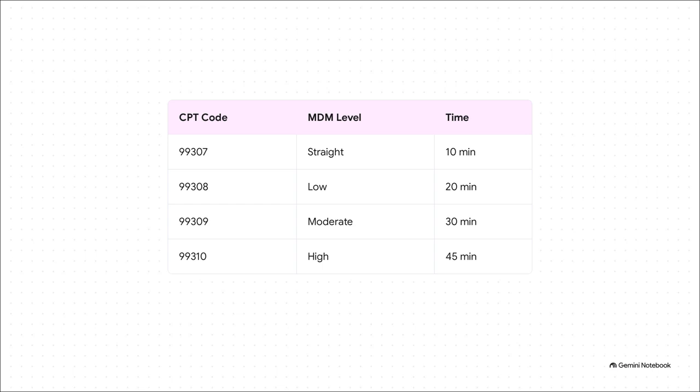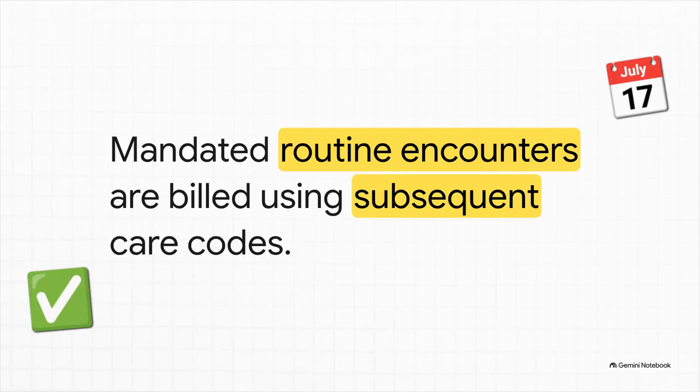The rule of thumb? Choose one method, either MDM or time, and make sure you can defend it in your documentation. You also really need to know that these subsequent codes aren't just for acute problems. They are the exact tools you'll use to report the routine mandated encounter intervals required under the CMS conditions of participation.